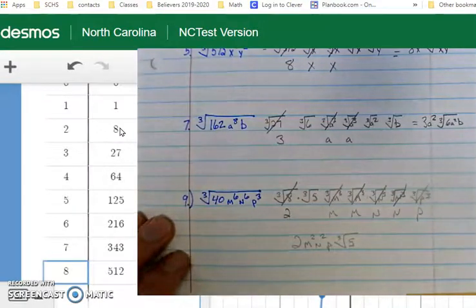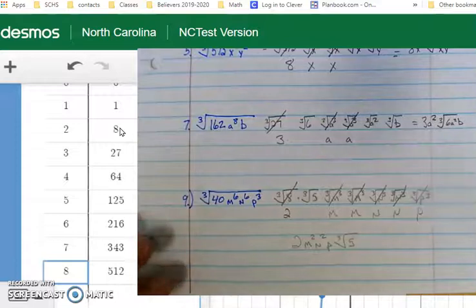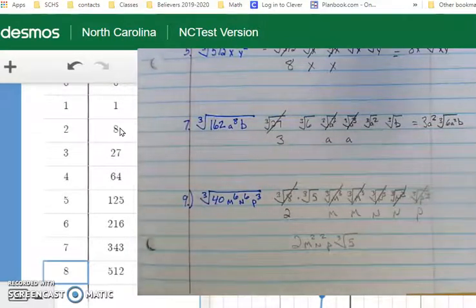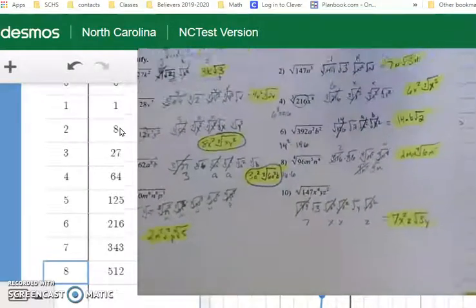So again, those are just the odds. Take a minute to try the evens on your own. Go ahead and click pause. And here are the answers to the evens.